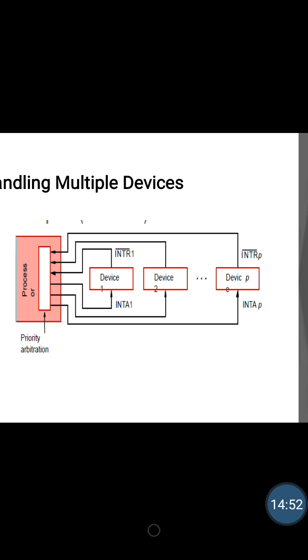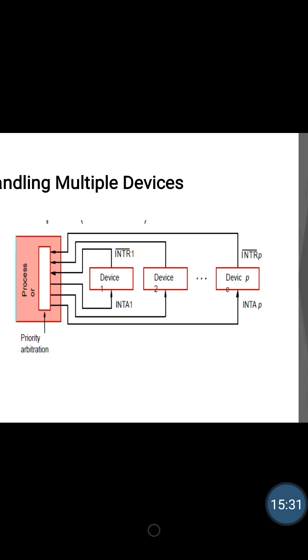I have many devices: device 1, device 2, device 3, till device P. There are n devices, and each of the devices has its own interrupt request and acknowledgement lines separately. INTR1 is there, INTA1 is there, likewise INTR2 is there, INTA2 is there. So it continues from the first device to the nth device. All the devices have their own interrupt request and acknowledgement lines. Now what is happening is, assume only device 2 has an interrupt request.